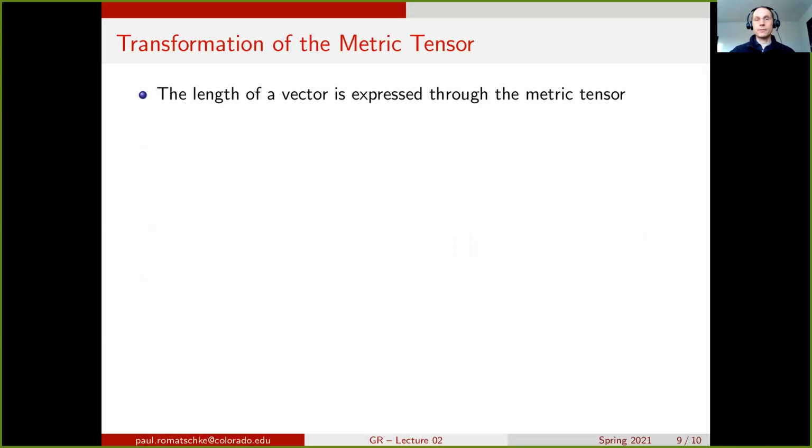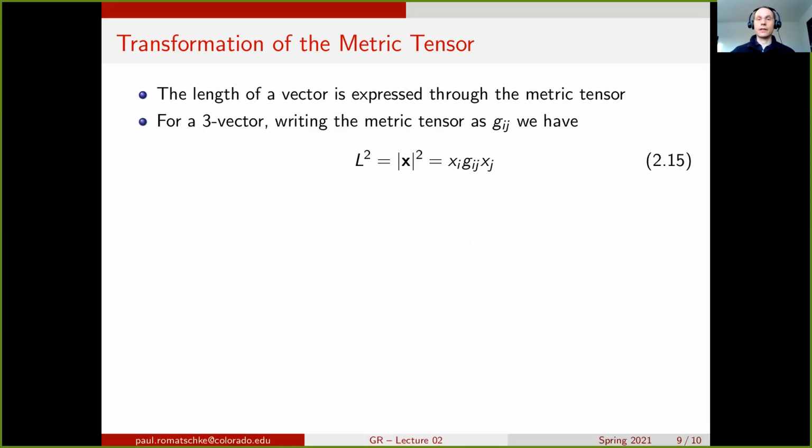Now, if we take this concept that the length of a vector is expressed through the metric tensor, we can write the length of the vector in Euclidean 3-space simply as x^i x^j with a metric tensor g_ij. And we know that for Euclidean space, the metric tensor g_ij is nothing else but the Kronecker symbol delta_ij. The reason for introducing this fancy notation is that it will provide us a view of more complicated general relativity metric tensors, basically by analogy.